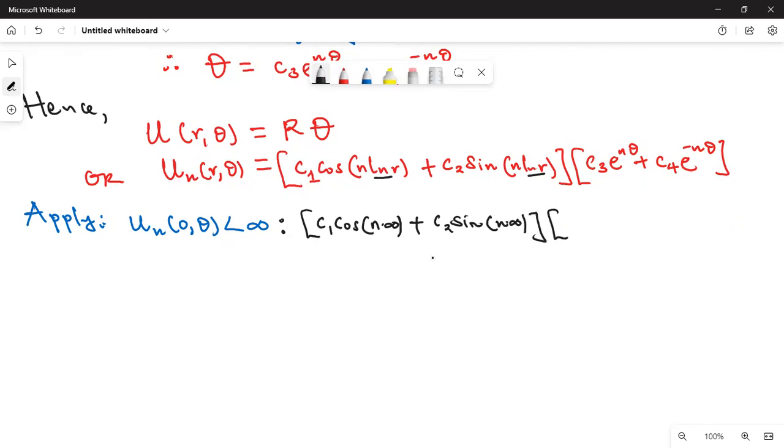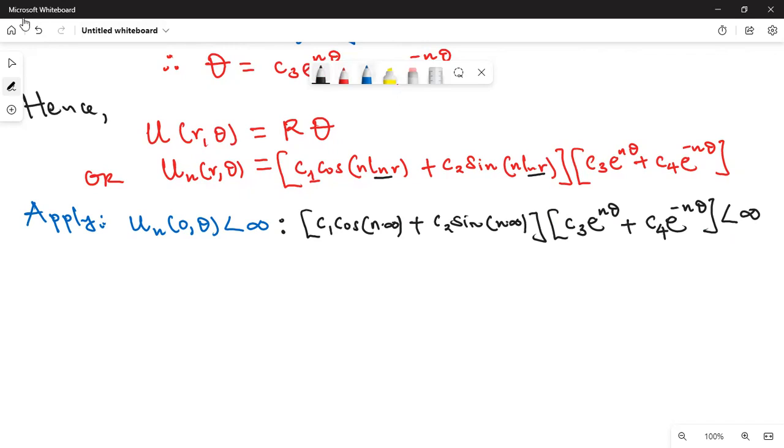Then here we have C3 exponential n theta. It is only r that we are replacing, plus C4 exponential negative n theta. This value should be less than infinity. It should be a real number. It should be finite. For it to be finite, look at here.